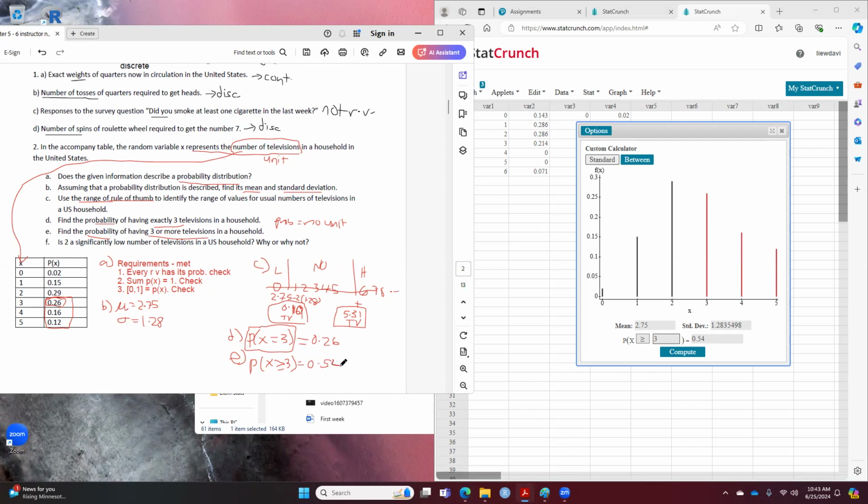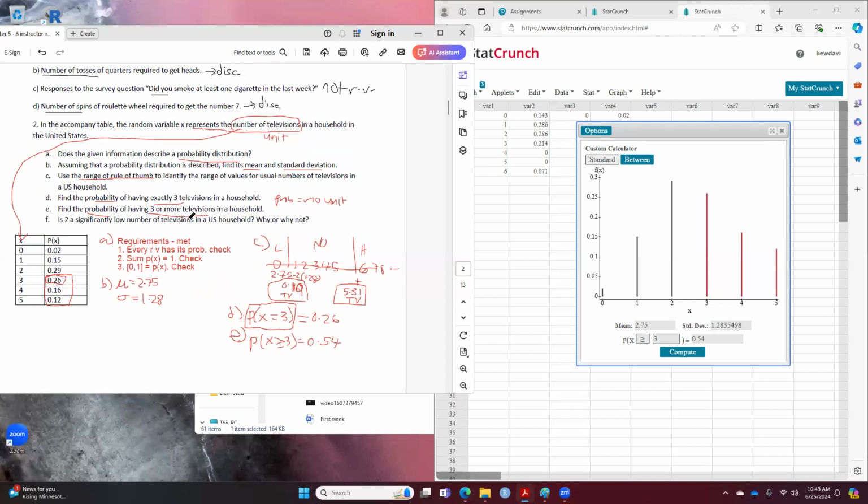So there are a few ways you can do this. One way is to just take a calculator and add these 3 numbers. Otherwise, if you are lazy to add, you just use the word greater than or equal to 3 and you will get the 0.54. So this is the meaning of how you find this case.